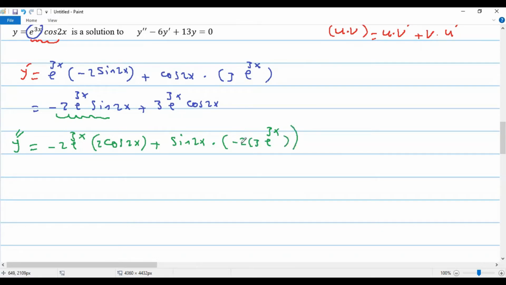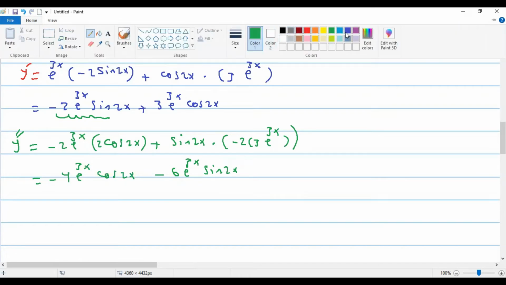So now this will be minus 6, minus 6e^(3x) sine 2x. Always write e before sine or cosine. So 3 by negative 2 is minus 6, and 2 by negative 2 is negative 4, e^(3x) cosine 2x. Now, this one represents the derivative of the first one.